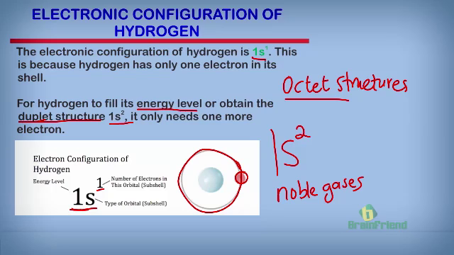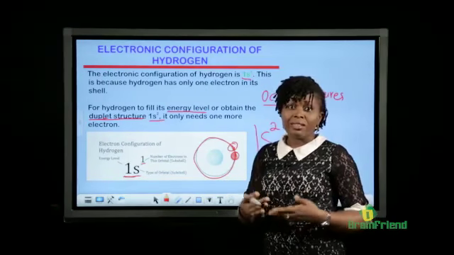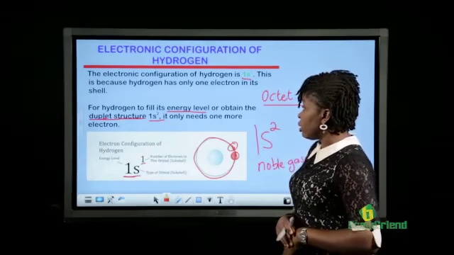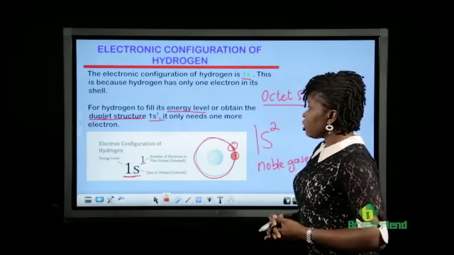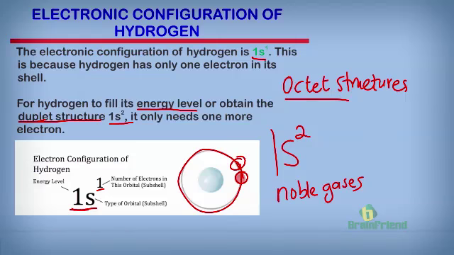And hydrogen does this when it accepts just one more electron to its subshell, for it to become a duplet structure or obtain stability, just like the noble gases. So we say that for hydrogen to do this, for it to become a duplet structure, which is this, it just needs one more electron.